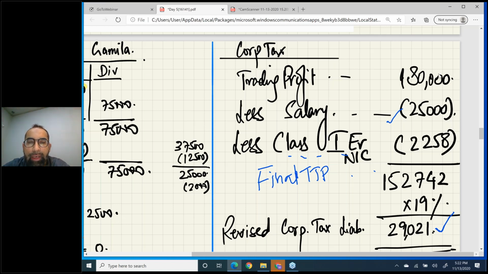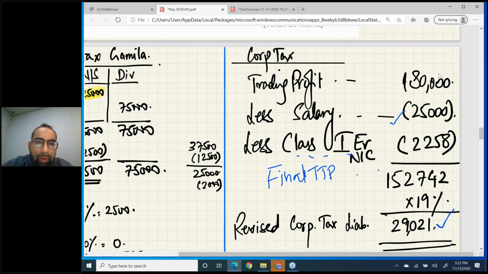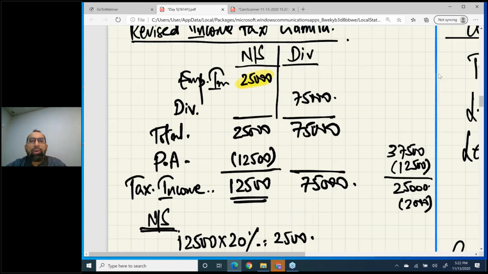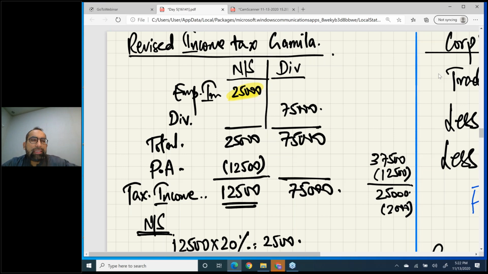Okay, now this was the company side. Now come to the individuals. Let's work out Jamila's working. You can easily understand it. Jamila as an employee received employment income of 25,000 and dividends of 75,000. So I'm just making two columns. No need to write an interest column.